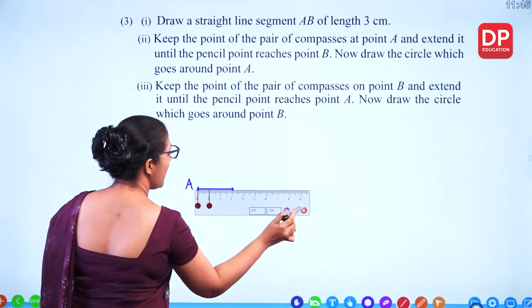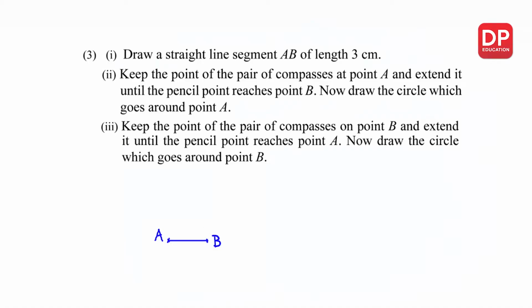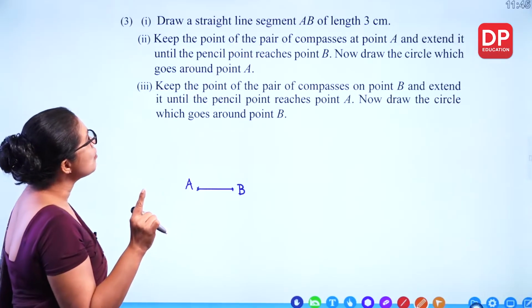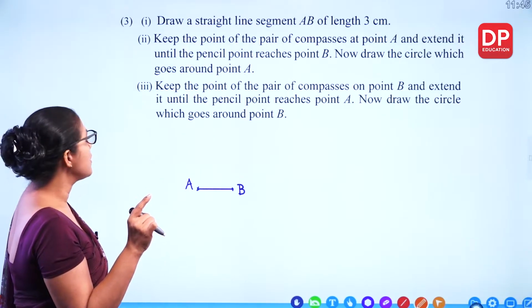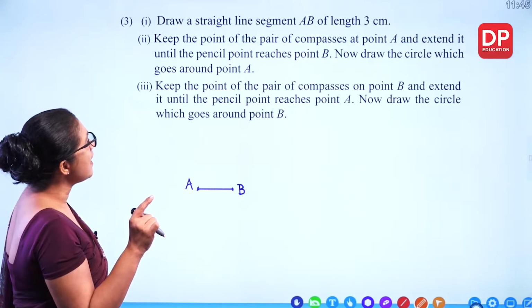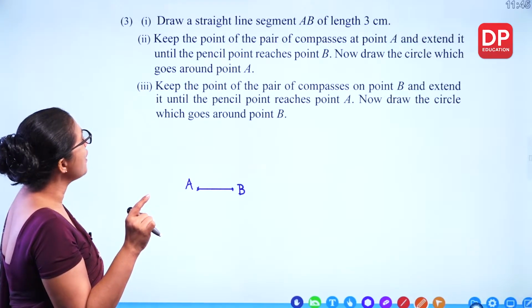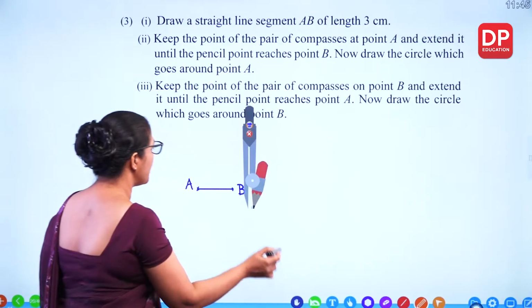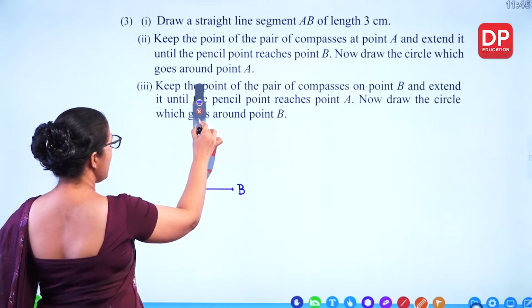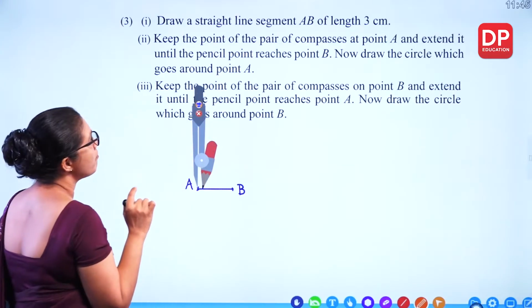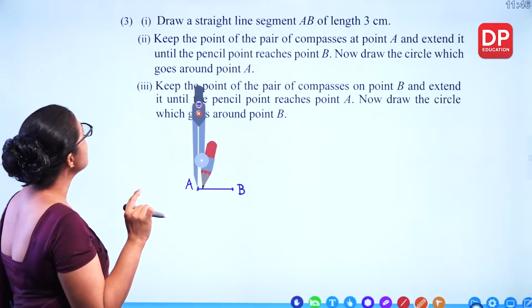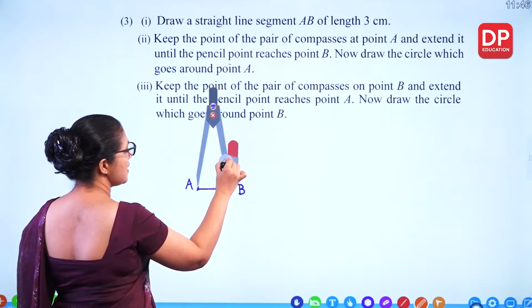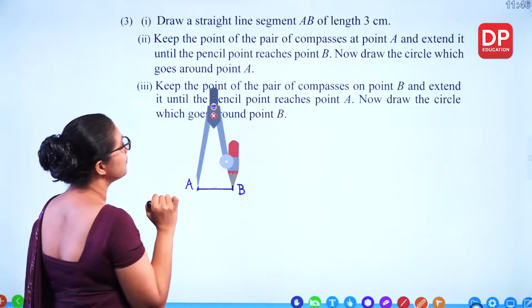That's AB. That's 3 centimeters. Keep the point of the pair of compasses at point A and extend it until the pencil point reaches the point B. So we'll take the compass. Keep the compass on top of point A and extend it until the pencil point reaches point B. So that means take this length.